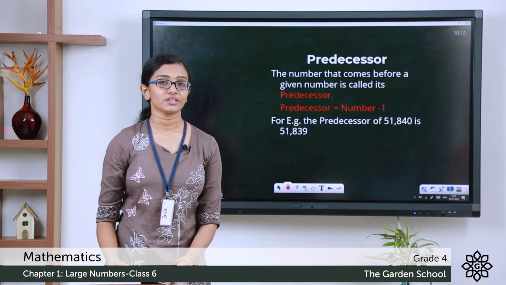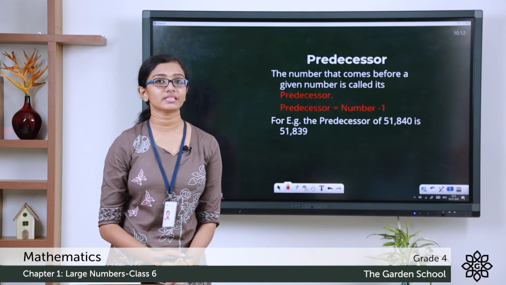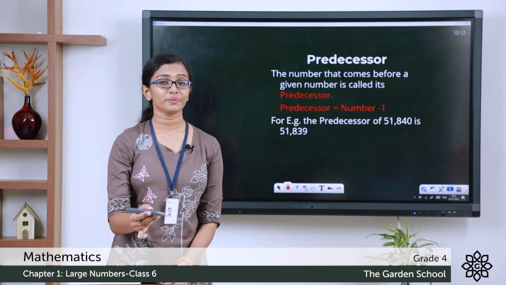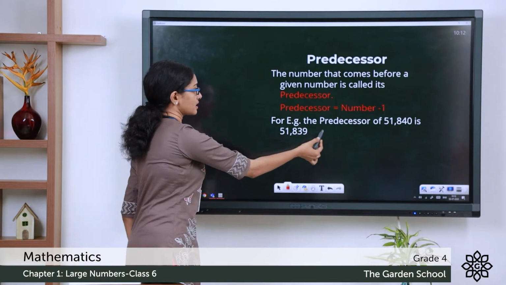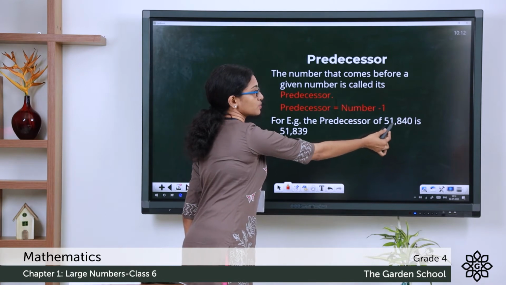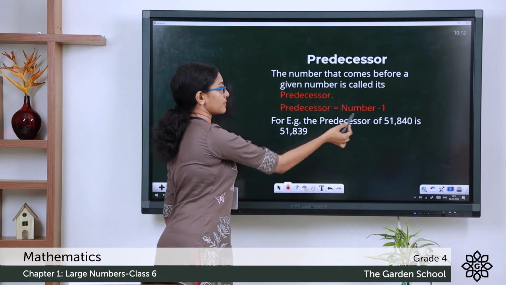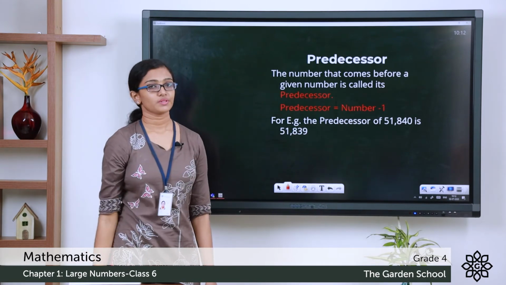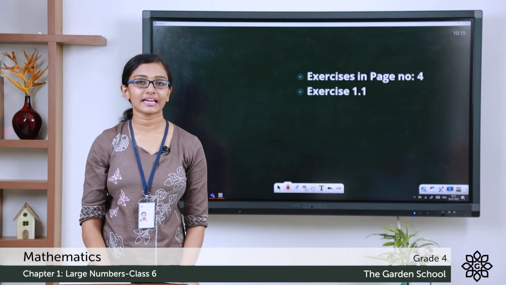If that is the successor, the number that comes before a given number is called the predecessor of a given number. The word pre means before, so it's easy to remember. So in this case, you are given the number 51,840. The predecessor of this number is that minus 1, which is equal to 51,839.